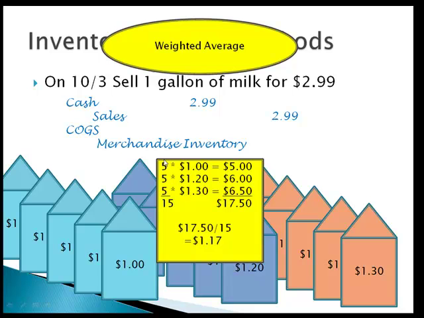So that's simple enough to do. You just multiply your product times the product price, you add it all up, total dollars over total units. In this case, 1 gallon of milk would be $1.17. The remaining 14 gallons of milk would also be costed at $1.17.